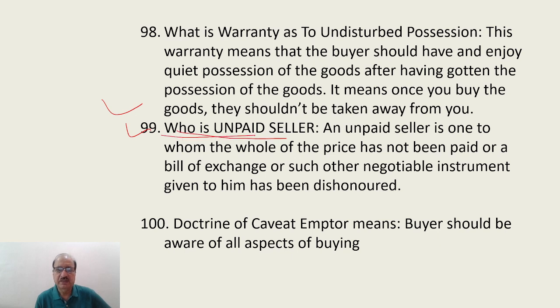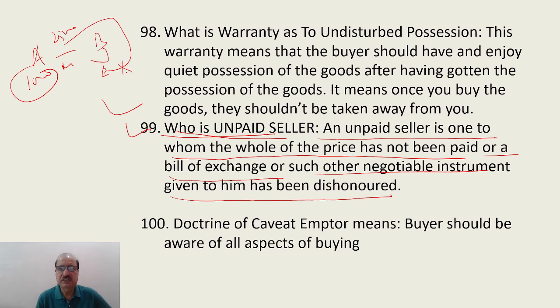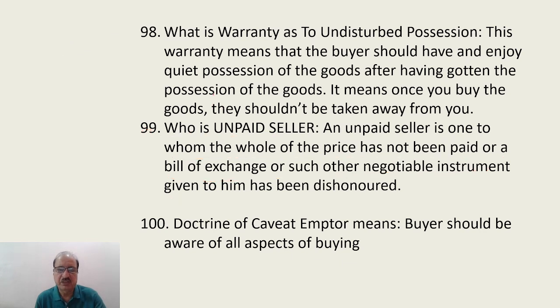Who is unpaid seller? An unpaid seller is one to whom the whole of the price has not been paid, or a bill of exchange or such other negotiable instrument given to him has been dishonored. Supposing A has sold goods to B, maybe refrigerator, for 25,000. B paid 10,000 and remaining he has given a check or bill to be paid after some time, and this check is dishonored. So A is unpaid seller to the amount of 15,000, means 10,000 already given out of 25,000. So a shopkeeper will be unpaid seller for 15,000.